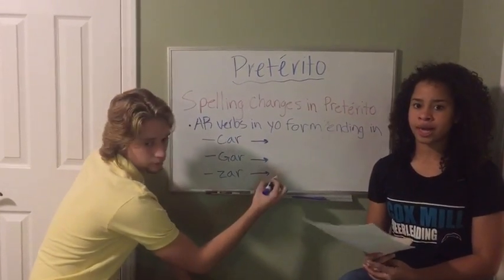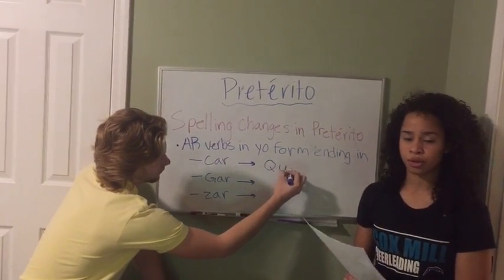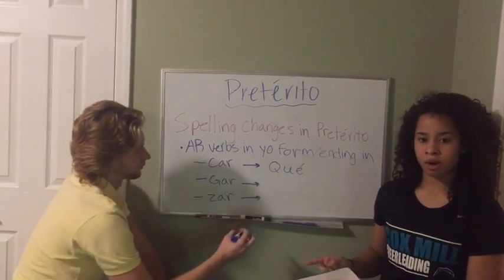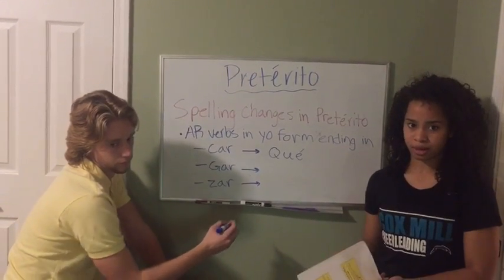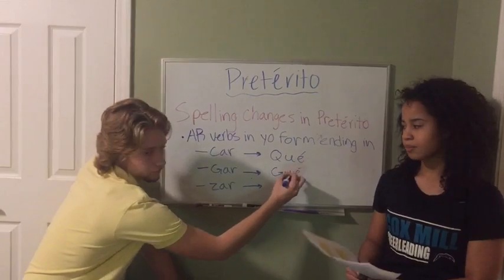Next, you're going to add the conjugation. The CAR will switch to QUÉ. The GAR will switch to GUÉ. And the ZAR will switch to CÉ.